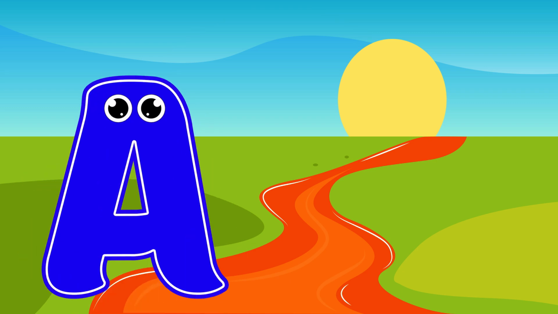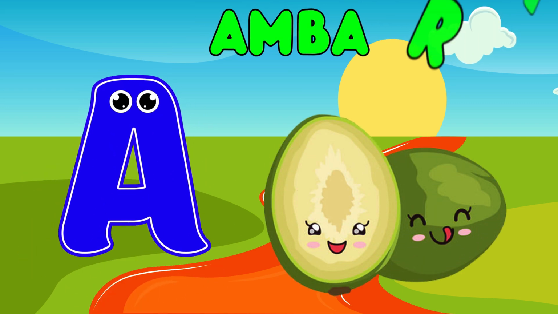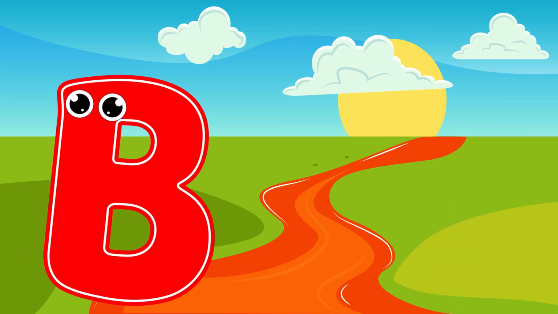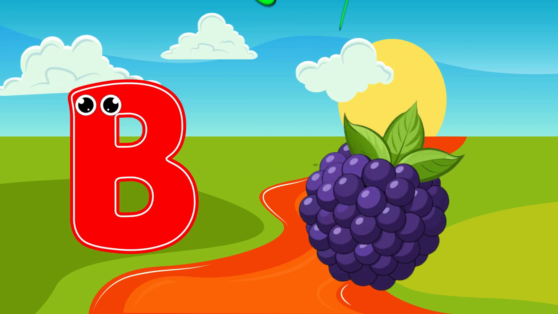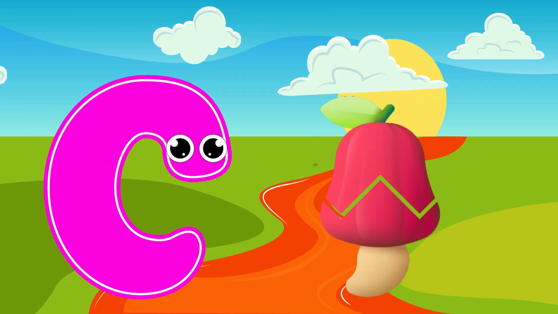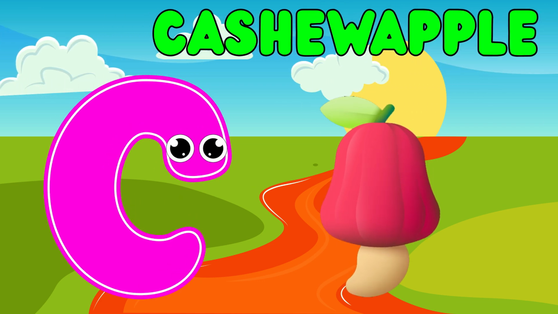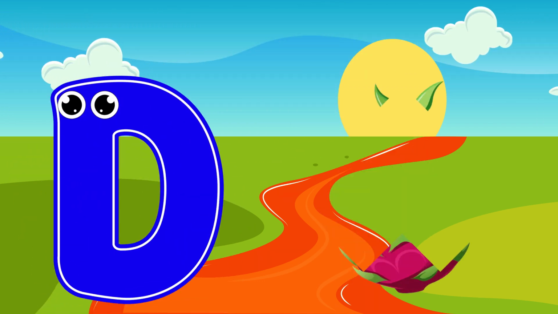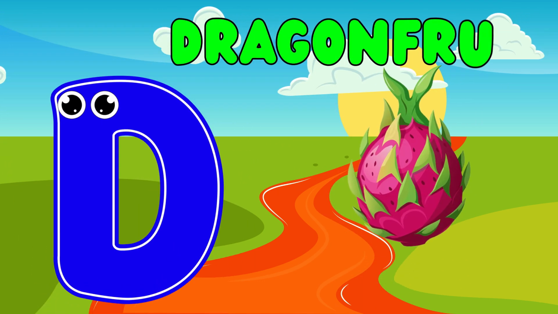A is for ambarella. B is for blackberries. C is for cashew apple. D is for dragon fruit.